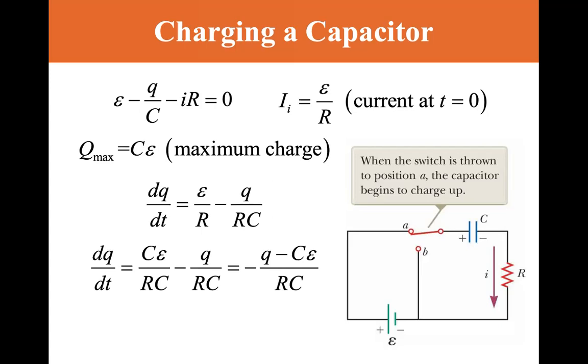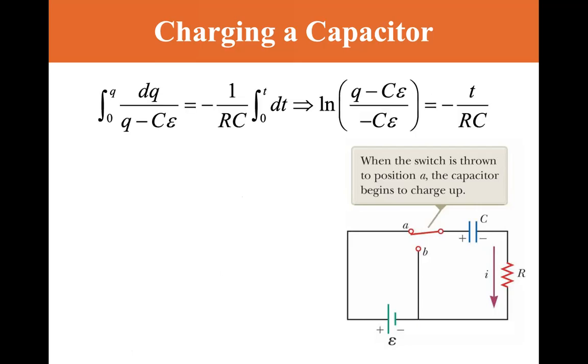And we go through a few steps. For dq/dt, you divide both sides by dt, and both sides by q minus CE, and you get this equation. And from that, if you integrate it, you'll get the natural logarithm of Q minus C times the voltage, divided by minus C times the voltage, is equal to minus t over RC.